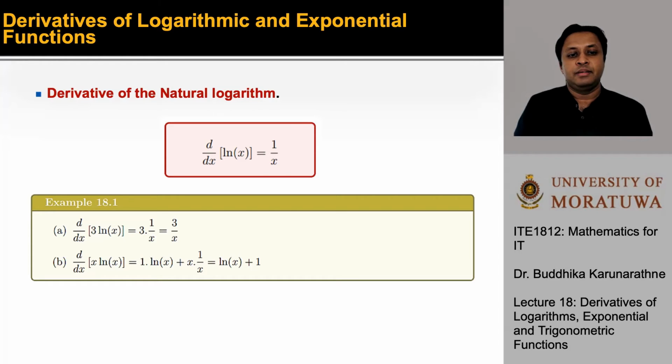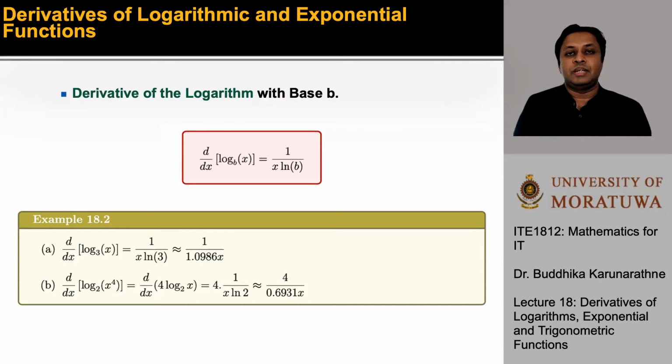Part B, you have d over dx of x times ln x. Then you apply the product rule: derivative of x times ln x, plus x times the derivative of ln x. So that becomes ln x plus x times 1 over x, which is 1. So the eventual answer would become 1 plus ln x.